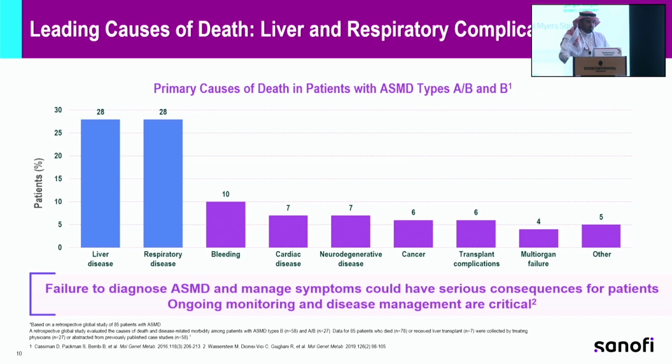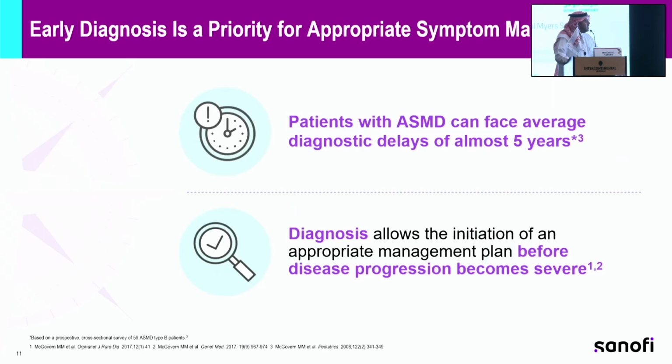The most common complications leading to death are liver disease and respiratory disease, and you'll find bleeding as one of the reasons, due to thrombocytopenia. And failure to diagnose ASMD early can lead to these complications. So what is the suspected time? Usually there is a delay in the diagnosis of ASMD of almost 5 years. That's why early diagnosis can help manage the patient early, before the complications progress.